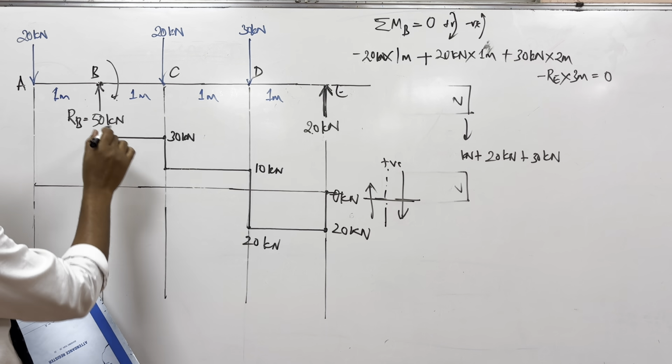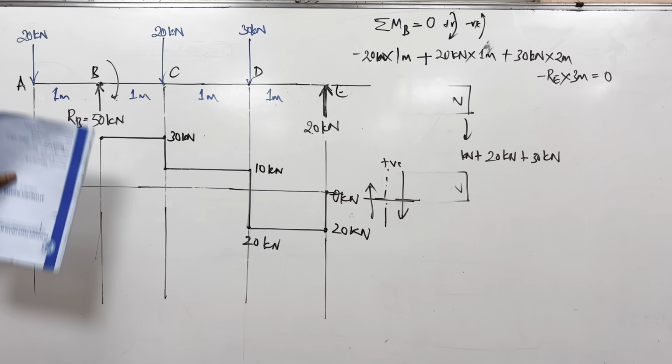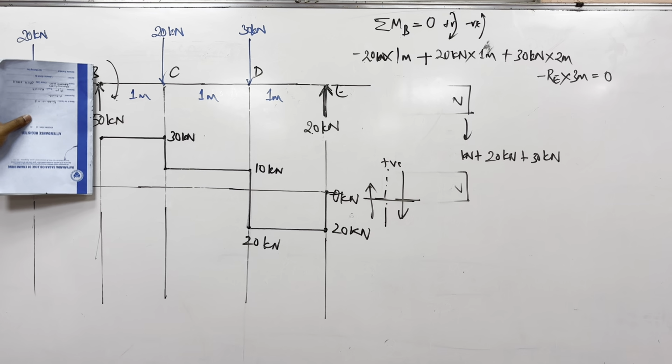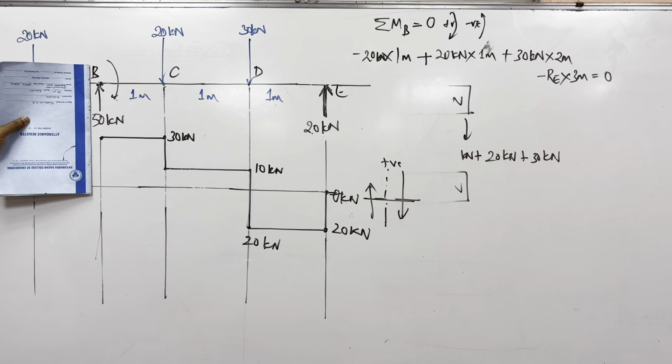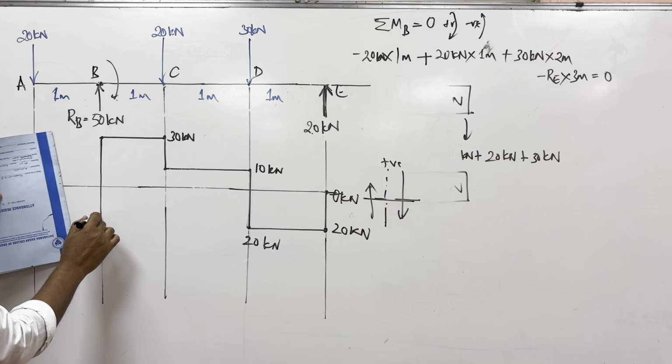So then again there is one more force, 50, going upwards. It is 30 minus 50. How much is it? It is minus 20. It comes to minus 20 again.